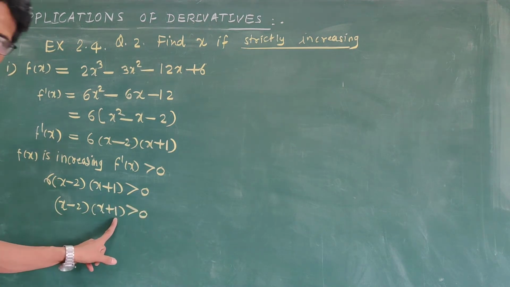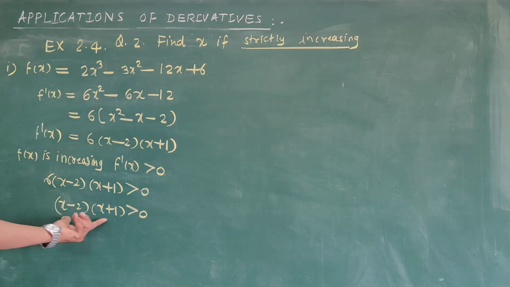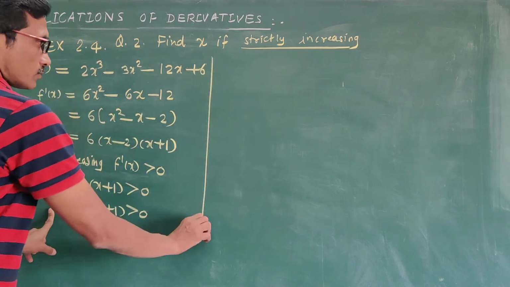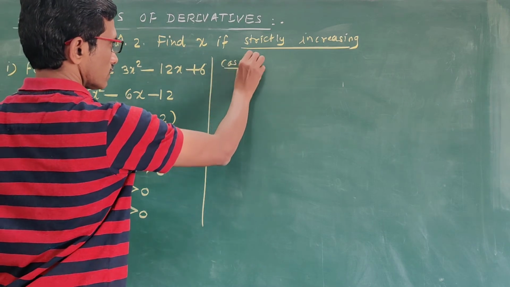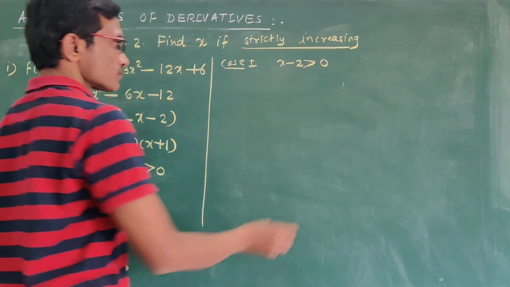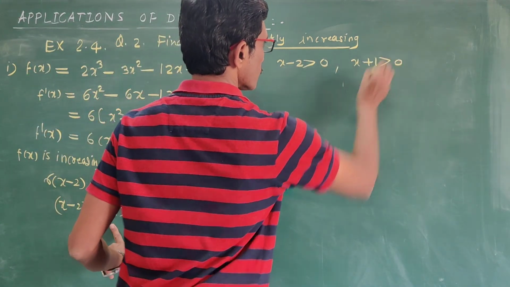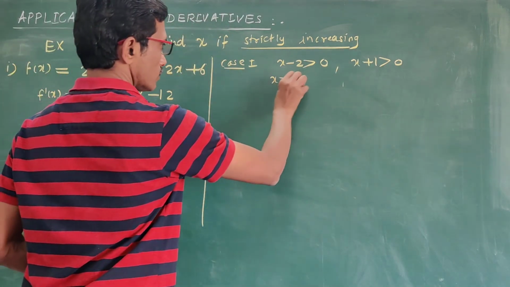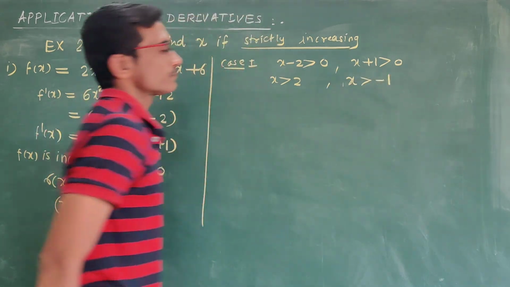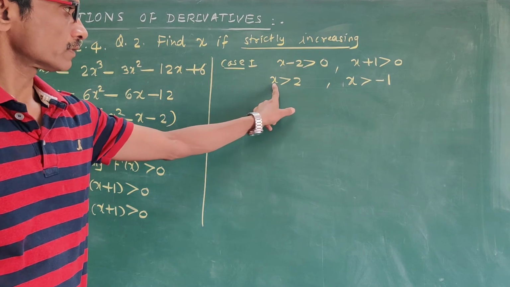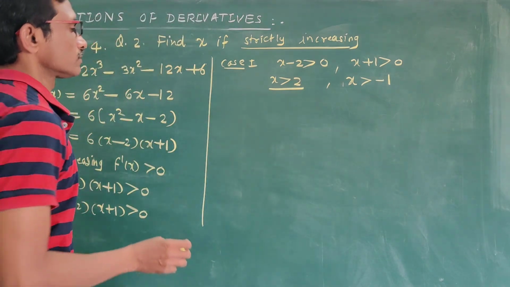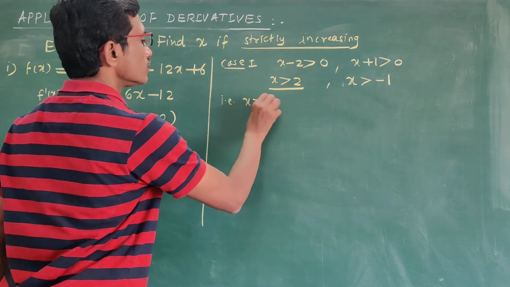Now here either both are positive or both are negative. In this, if both are positive the product is positive, and if both are negative the product is also positive. So suppose we take case 1: x − 2 is positive and x + 1 is also positive, both are positive. That means x is greater than 2 and x is greater than −1. Greater than the greatest number means greater than the smaller number also. So we mark x is greater than 2.